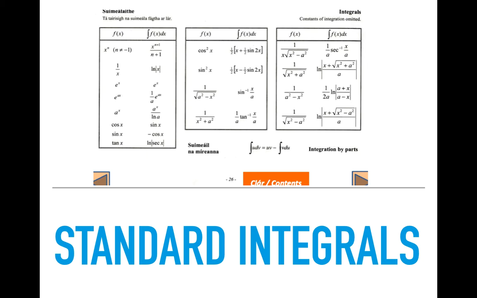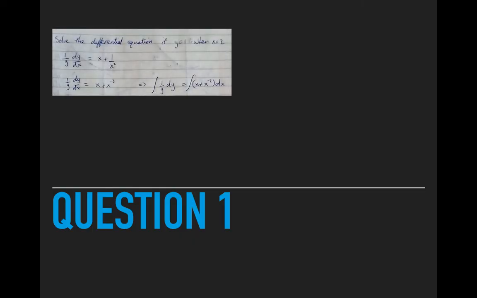Okay, so the first thing we're going to do is look at the top 4. So we're just going to pick from the top 4 there, and we'll start with the question as follows. Solve the differential equation if y is equal to 1 and x is equal to 2. So 1 over y multiplied by dy dx equals x plus 1 over x squared.